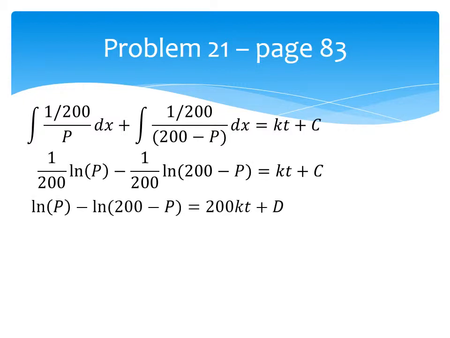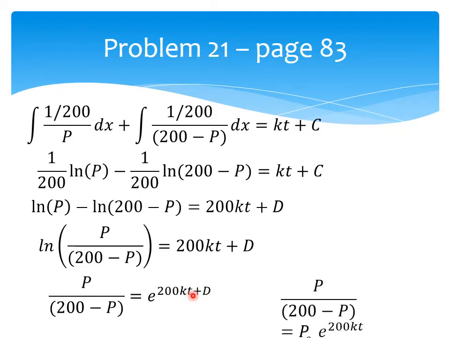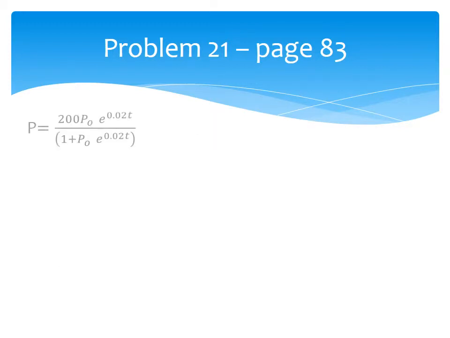I can multiply by 200. I can use properties of logarithms to write this. Now I can take the exponentials of both sides. I can use properties of exponents on this to write out a new constant, which I'm calling P0. I apologize for my equations here. And then I can solve for P. I didn't go through all the algebra for solving for P, but I've done that earlier. You guys can go through the algebra if you'd like. And then I find P.